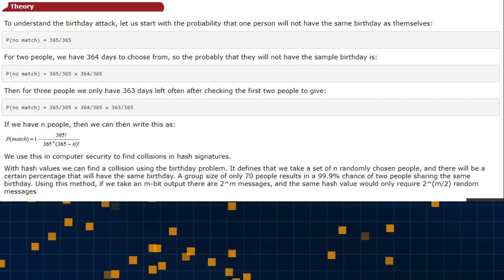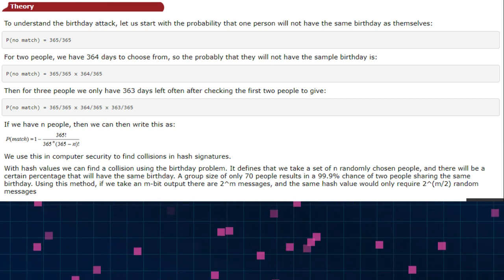We use this in computer security to find collisions in hash signatures. With a hash value, we can find a collision using the birthday problem.